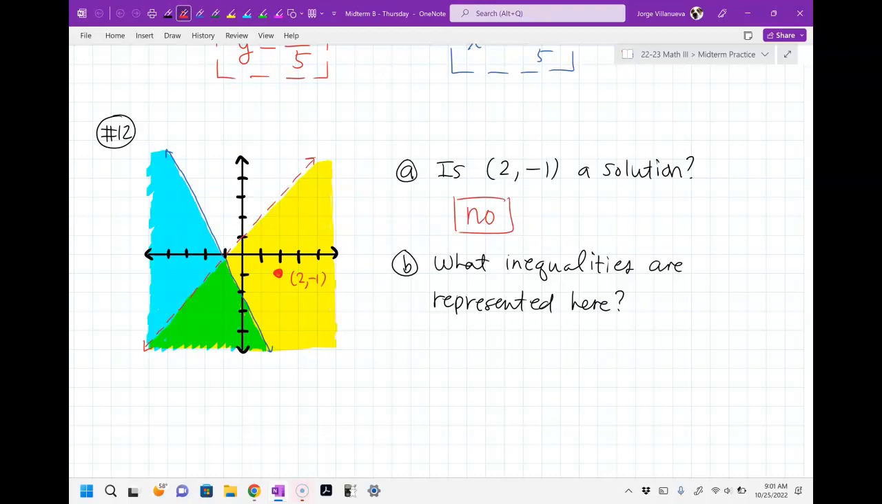If they wanted a solution, you can put like (-1, -2). You can try (-2, -4). Those are all answers inside the green area, so those would be fine. But anything in the yellow, the blue, or the white are not solutions to everything. Only the stuff in the green.